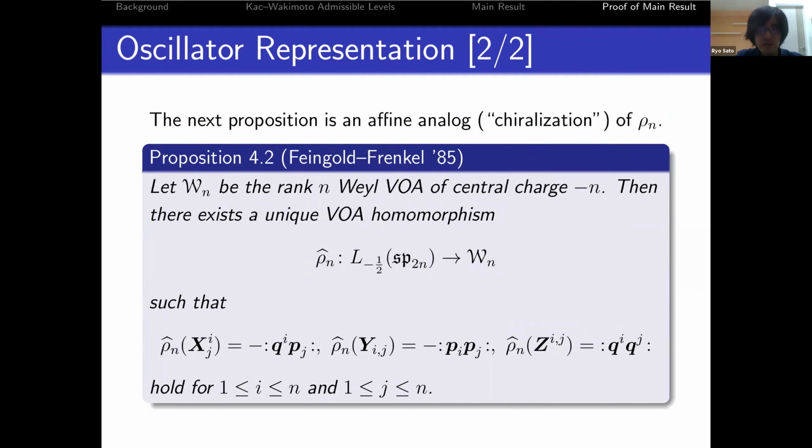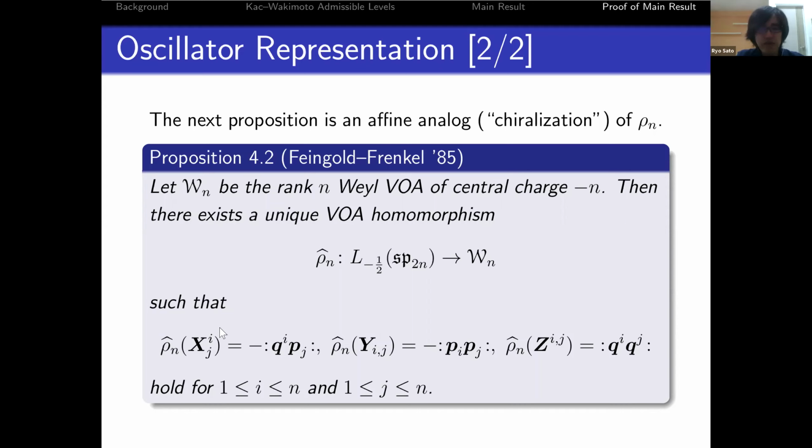Then we'd like to generalize this construction to the affine case. The corresponding result is due to Feingold and Frenkel in 1985, I think. In this talk, we give the corresponding result in the language of vertex algebra. Let Wn be the rank n Weil VOA, whose corresponding central charge is -n. Then there exists a unique VOA homomorphism from the simple affine VOA of level -1/2 of the symplectic Lie algebra into the rank n Weil VOA.